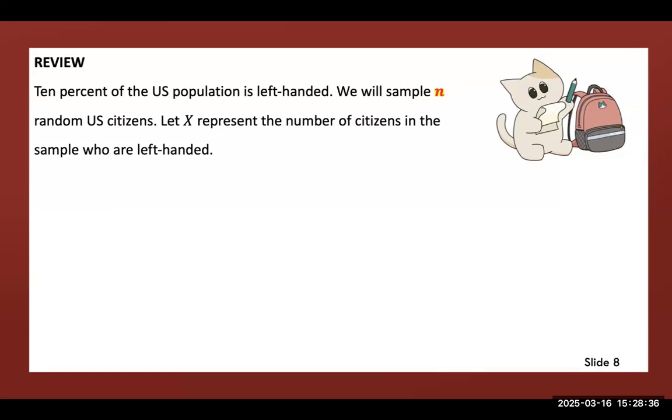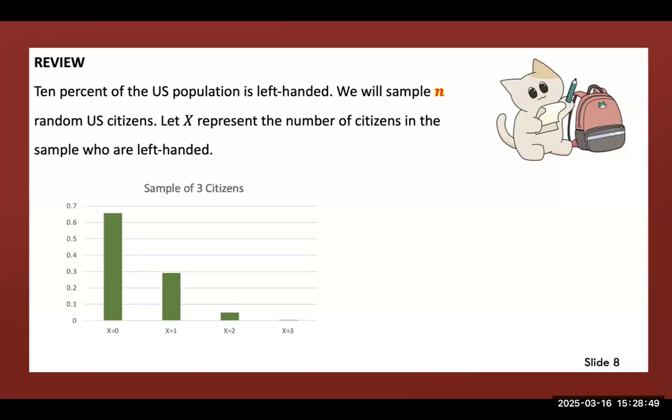Let's start with 3. Suppose we sample 3 random US citizens. Remember that a probability distribution can be a table where we write X and its probability. So X is 0, X is 1, X is 2, X is 3. Or we could see it as a bar chart like I have right here. Here I have 3 citizens. The options are X is 0, 1, 2, or 3, and the probabilities for each one.